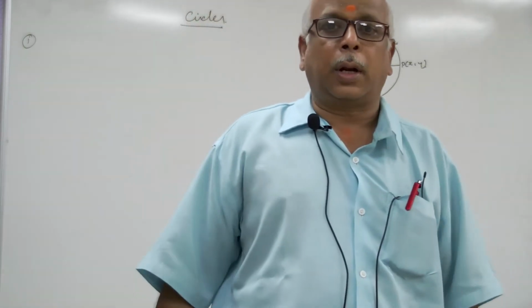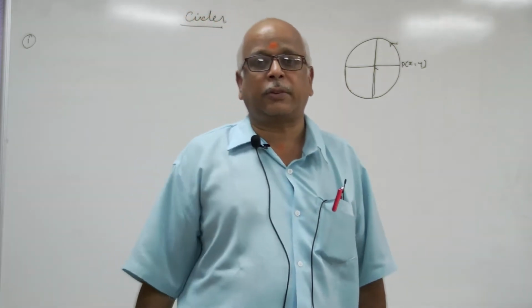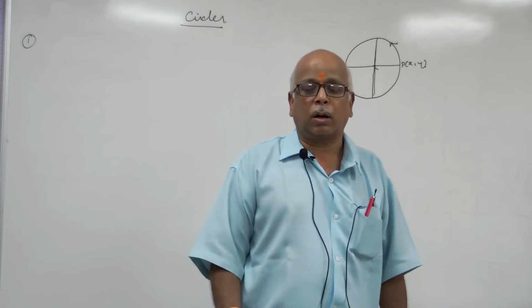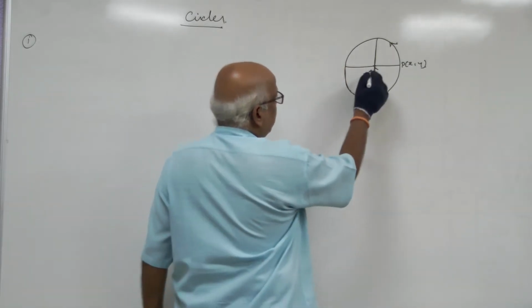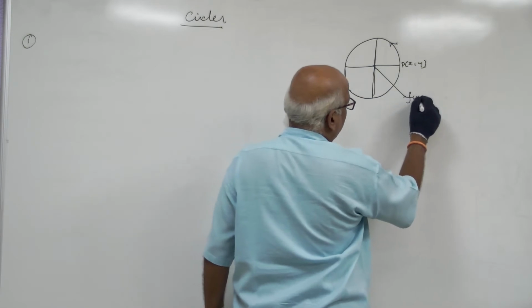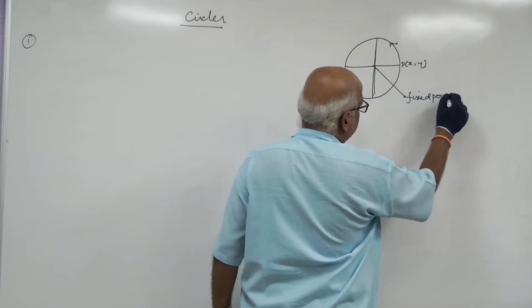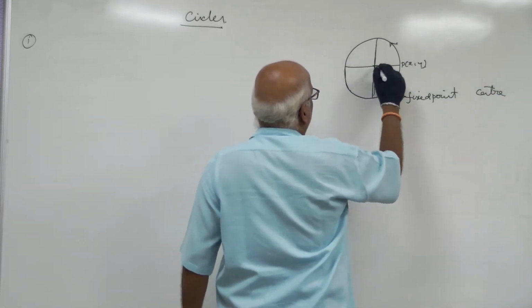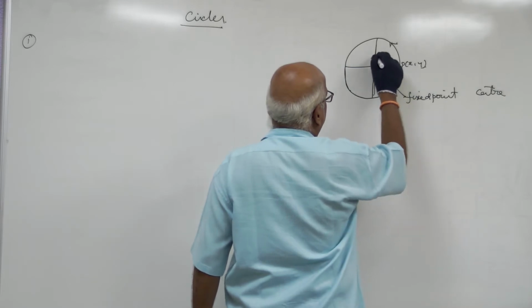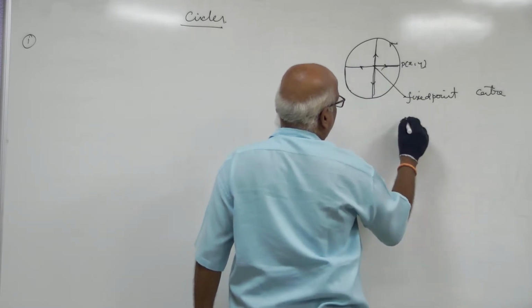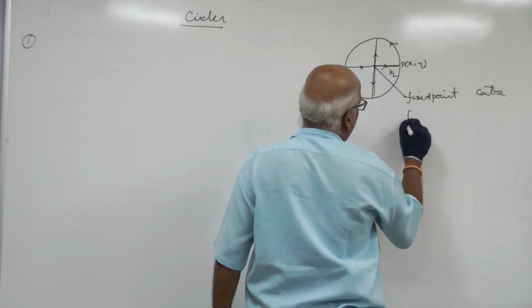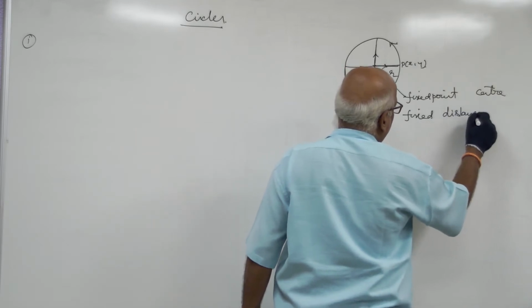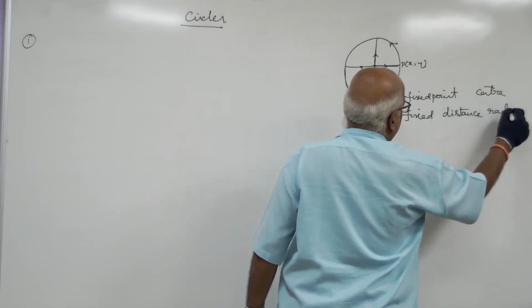The locus of the point which moves at equal distances in all directions from a fixed point is a closed curve called a circle. And what is the name of that fixed point? The fixed point is the center. This fixed distance, or constant distance, or equal distance, is called the radius.